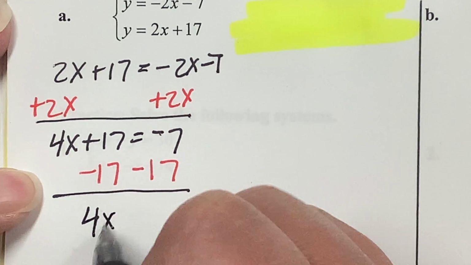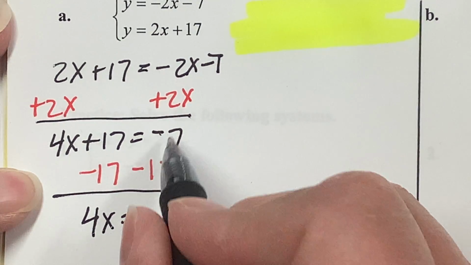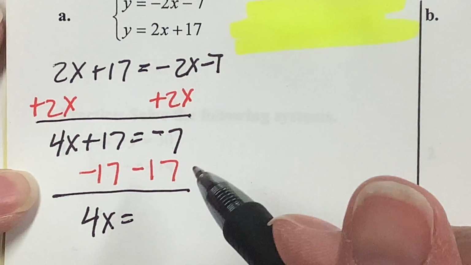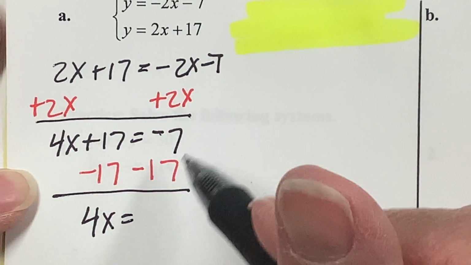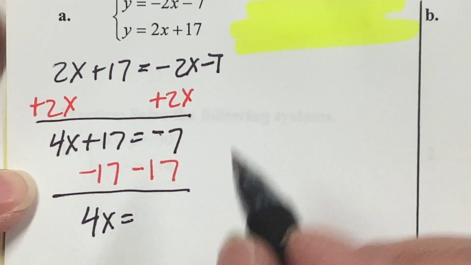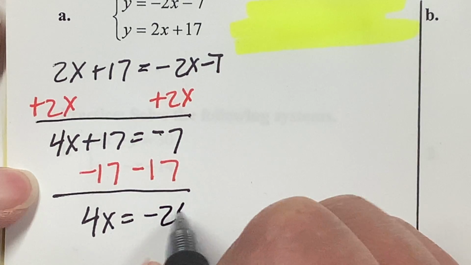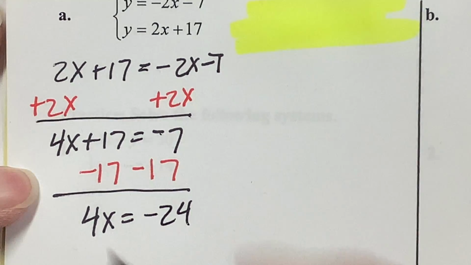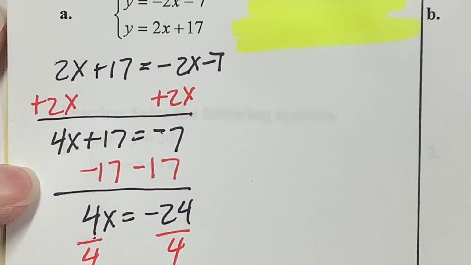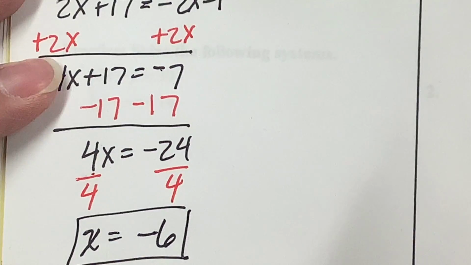Bring down the 4x equals negative 7 and minus 17. Well, you could say negative 7 and negative 17. The signs are the same, so you combine them, and you get negative 24. Divide by 4, divide by 4. X equals negative 6. Great.